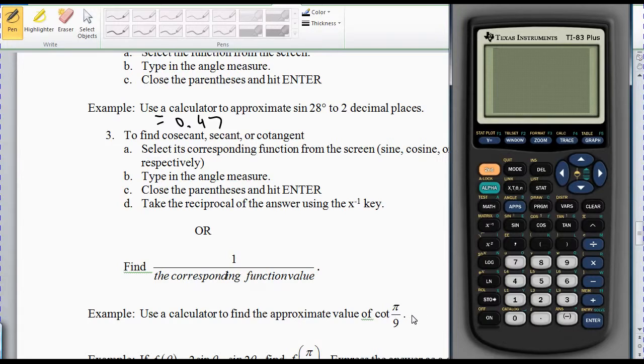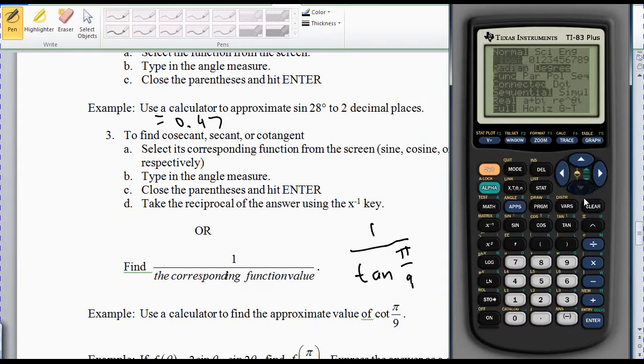And so there's 2 ways we can do this. We can go ahead and find 1 over tangent of pi ninths. And that's the way I prefer to do it. I prefer to use the trig information. Now to do that, notice that it's pi ninths. That's radians. Anytime you don't see the degree symbol, it's assumed to be in radians. So we won't go to mode. We go down and hit enter to convert it back to radians.